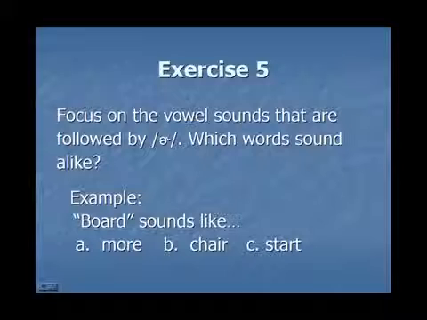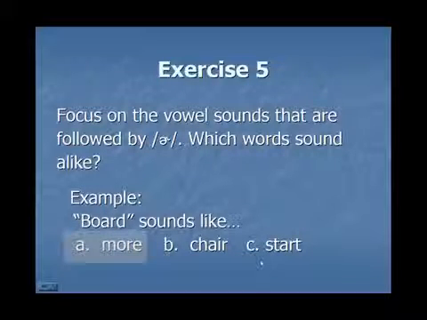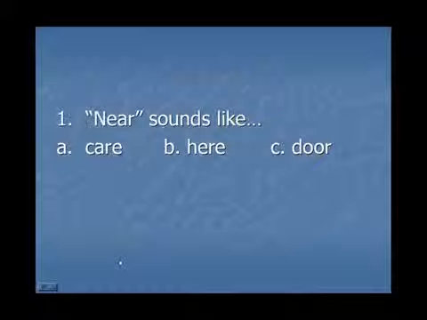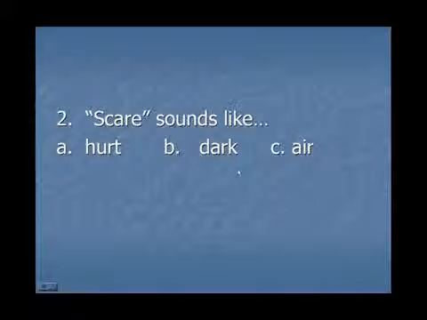Exercise 5. Focus on the vowel sounds that are followed by R. Which words sound alike? Example: board sounds like A. More, B. Chair, C. Start. Answer: more. Board, more. Number 1. Near sounds like A. Care, B. Here, C. Door. Answer: here. Near, here. 2. Scare sounds like A. Hurt, B. Dark, C. Air. Answer: air. Scare, air.